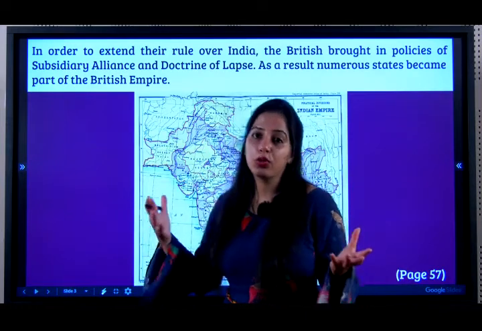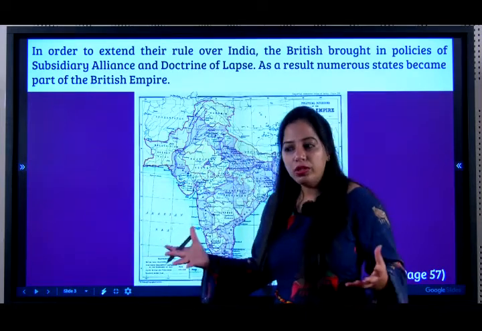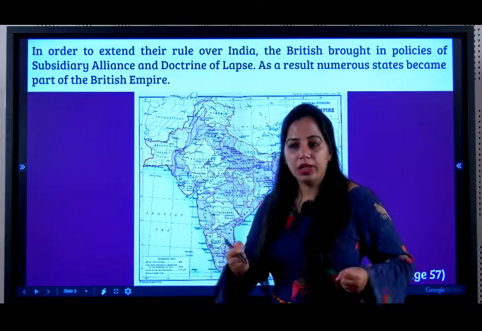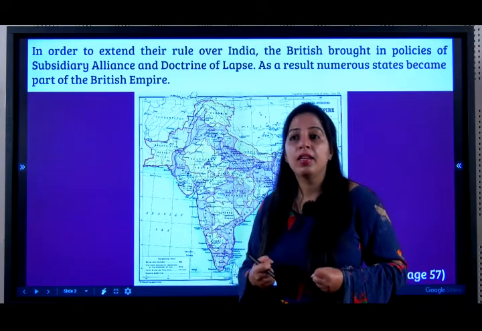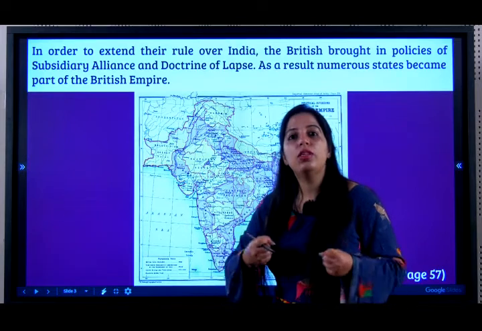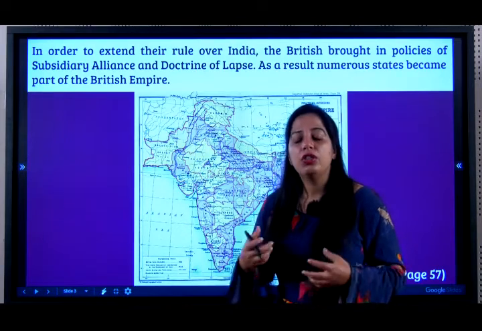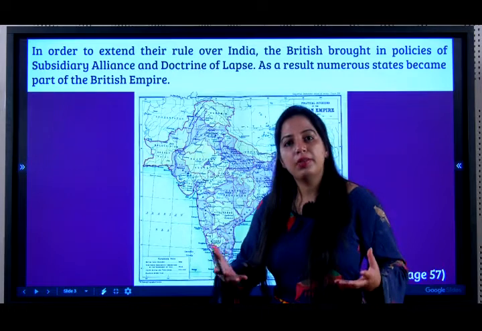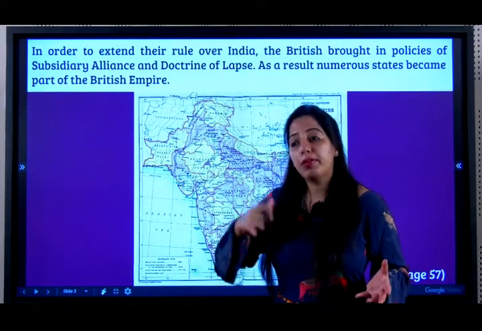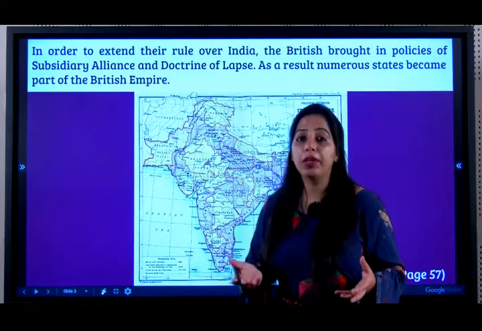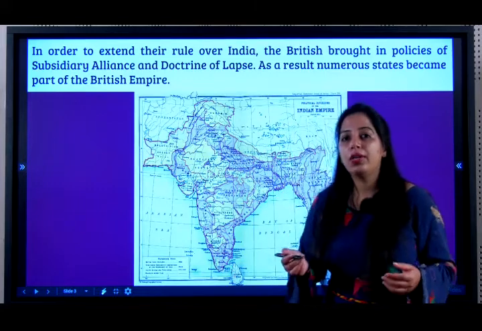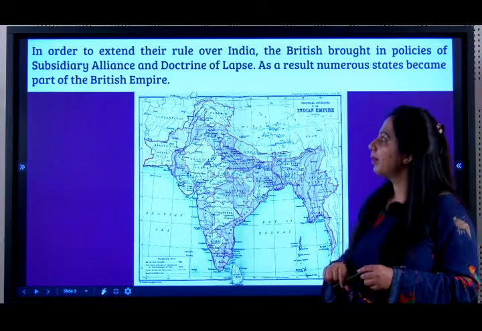Sepoy means soldiers. So, the soldiers no more wanted to work in the army. They were Indians. They didn't want to work in the army as the British. So, they fought against the British. So, the British called this the protest of the soldiers or the Sepoy Mutiny. Okay, now let's begin learning the chapter.